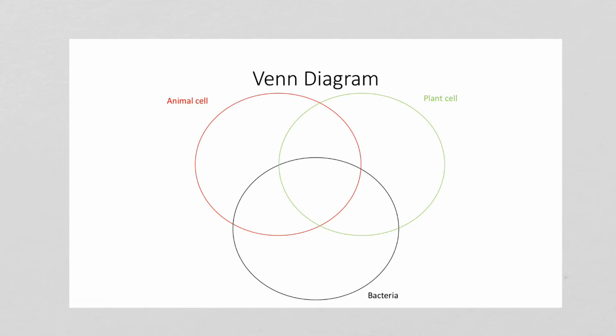So things that they all have include cell membrane, the cytoplasm, and ribosomes, even though they are different.